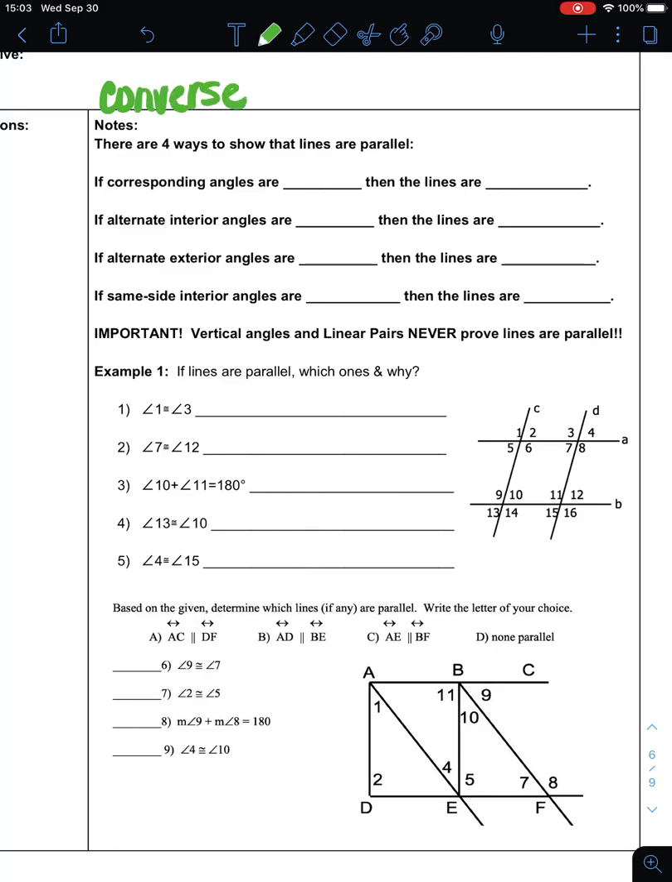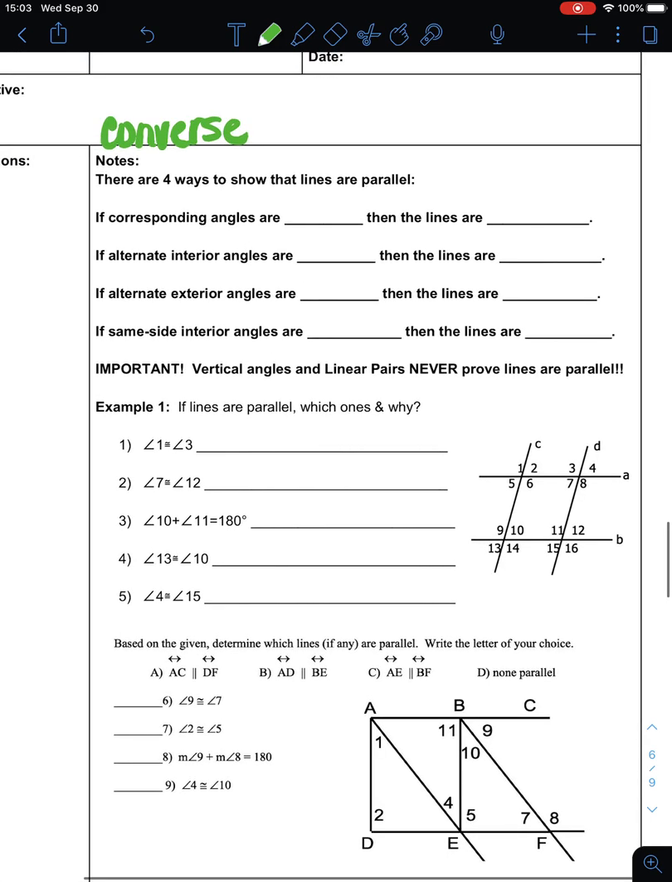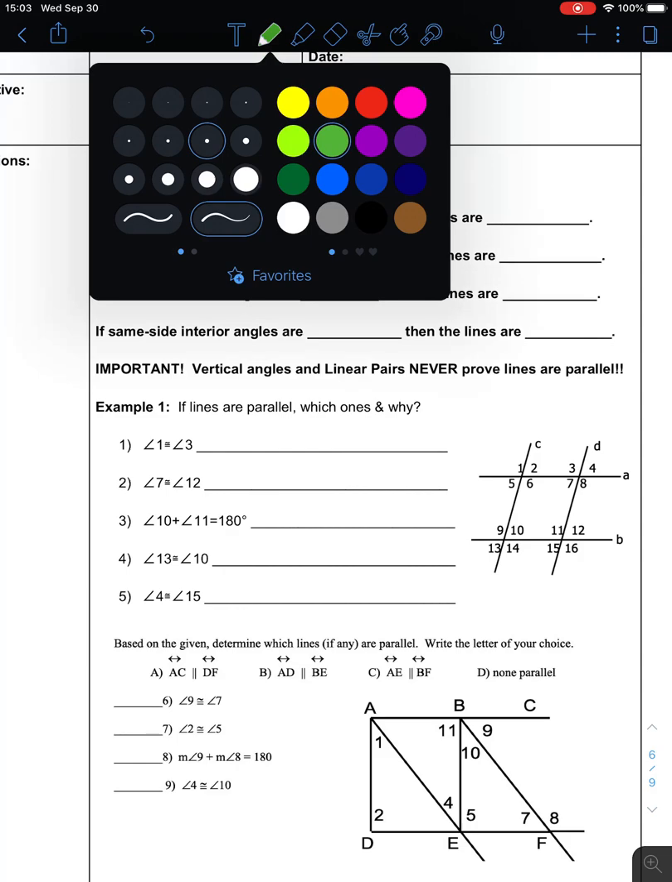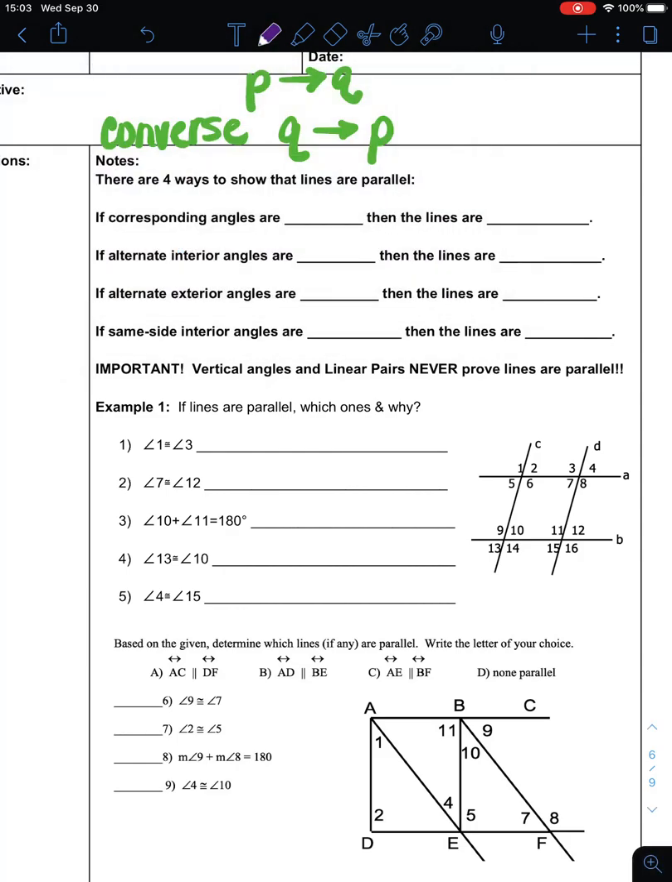So remember that when we talked about converse way back in Unit 2, our original conditional was if P, then Q. And our converse was switching that around, switching our hypothesis and our conclusion: if Q, then P. And we're going to use that today to find out something new about our parallel lines.